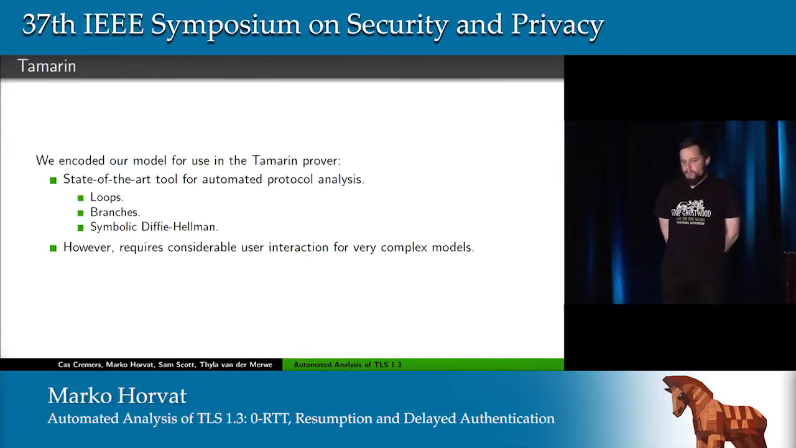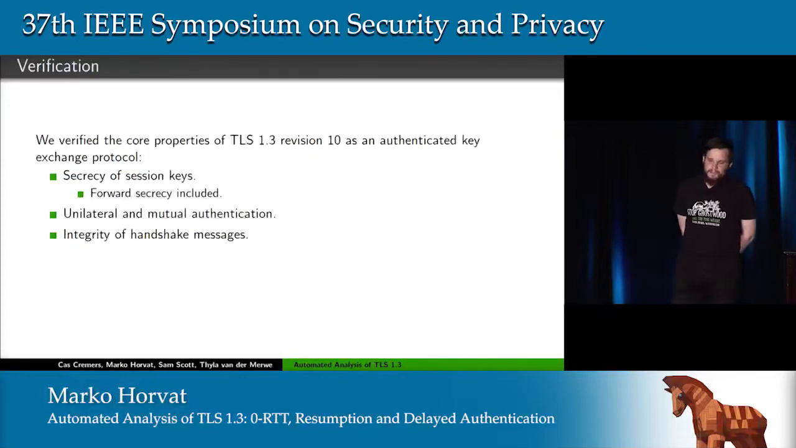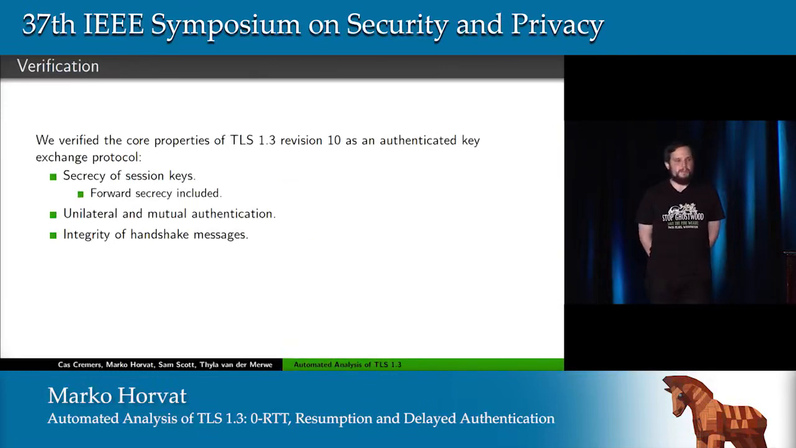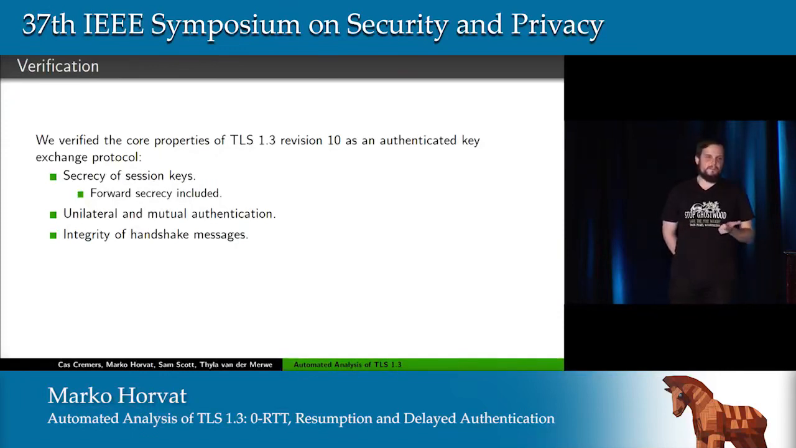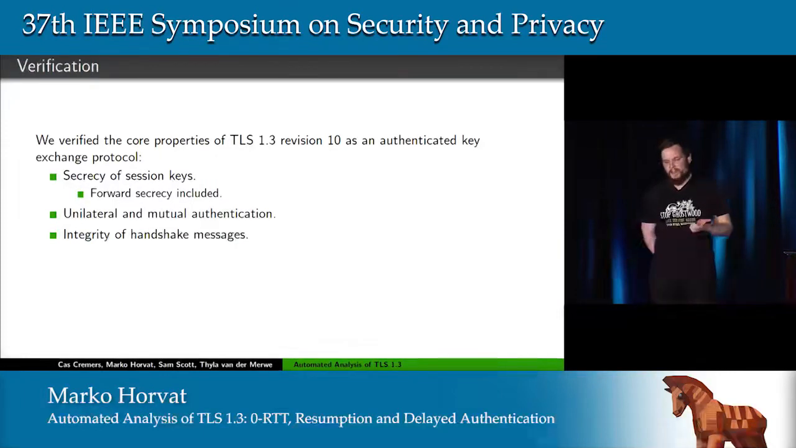However, this tool requires considerable user interaction for such a complex model. However, we use Tamarin to verify the core properties of TLS 1.3 revision 10 as an authenticated key exchange protocol, which means that we prove that the session keys are secret with forward secrecy included. So for experts, we don't allow our adversary to compromise the semi-static Diffie-Hellman exponent of the server. So this is why this is a full kind of perfect forward secrecy here.